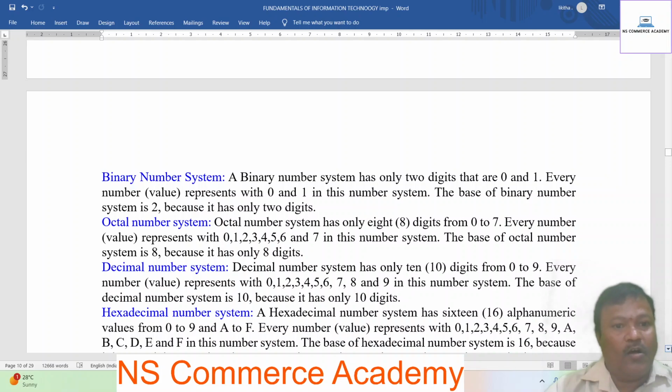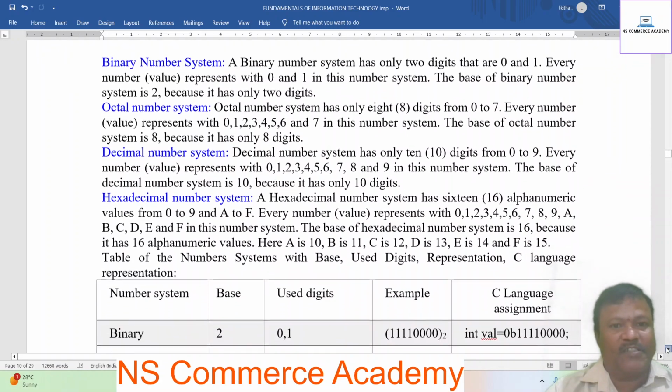Next to octal number system. Octal number system has only 8 digits from 0 to 7. Every number value is represented with 0, 1, 2, 3, 4, 5, 6 and 7 in this number system. The base of the octal number system is 8 because it has only 8 digits.